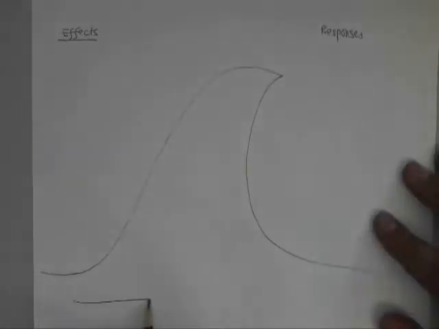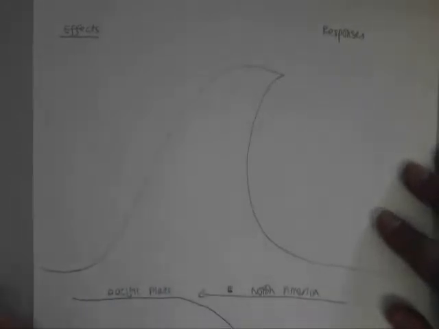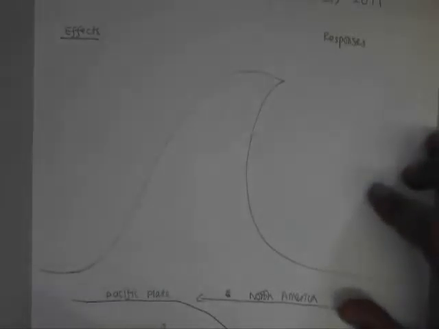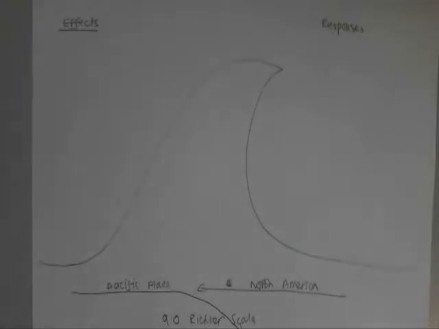So in this case it was the Pacific plate subducting beneath the North American plate which caused the huge earthquake. Actually that earthquake measured 9.0 on the Richter scale, okay, which caused the huge pressure release that led to the tsunami wave hitting the coast of Japan.